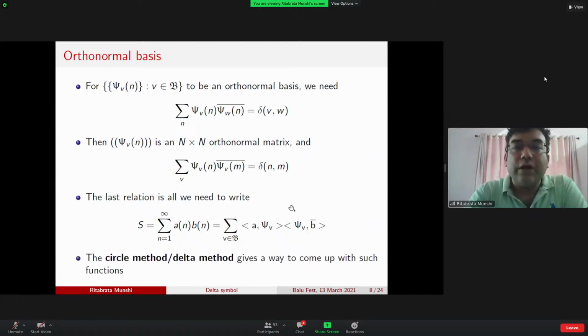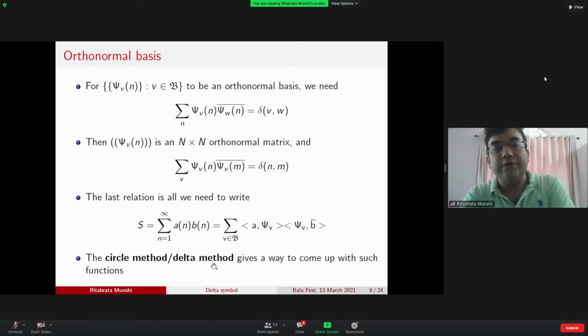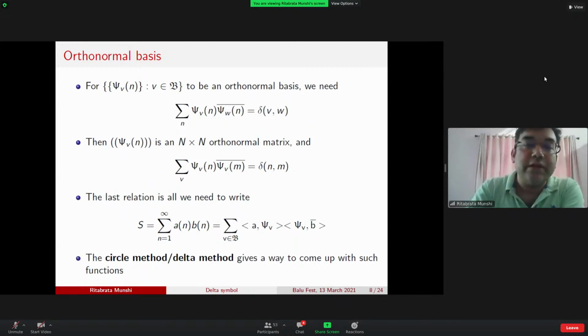And so the problem now is to see how to get an expansion of the Kronecker delta symbol and what type of functions you can get over here to get such an expansion. One source of such an expansion is called the circle method or the delta method. And in this talk, we'll just restrict to this usual circle method and delta method and not talk about higher rank analogs of this.